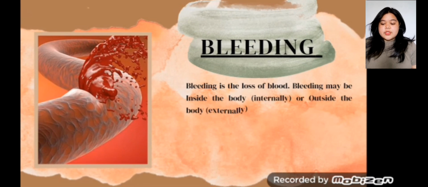First off is the bleeding. So, bleeding is the loss of blood, and bleeding may be inside the body internally or outside the body externally. Bleeding may occur inside your body when blood leaks from blood vessels or the organs. It could also occur outside the body when blood flows through the natural openings such as the ear, nose, mouth, vagina, or the rectum.